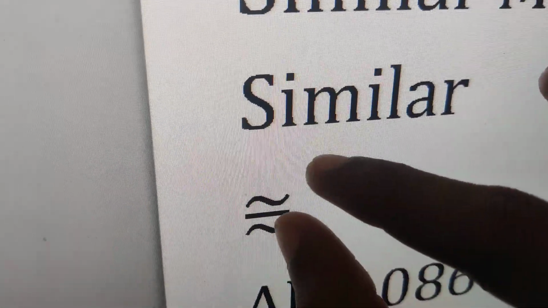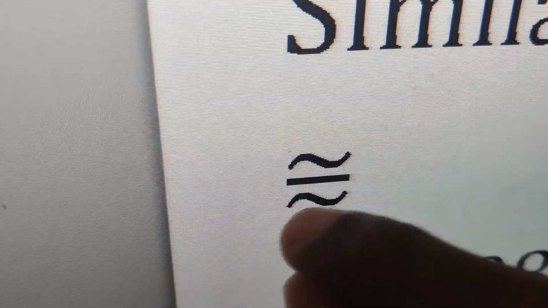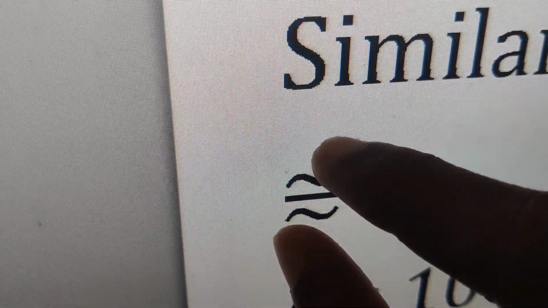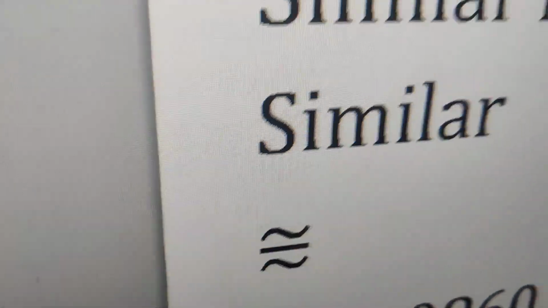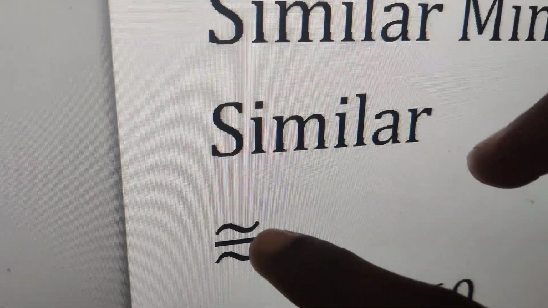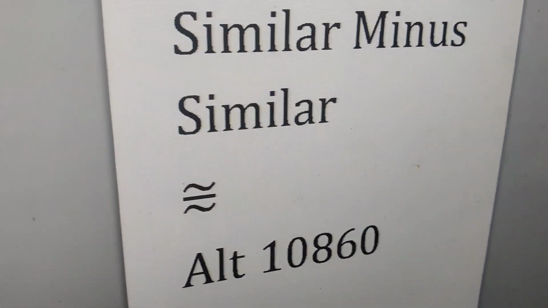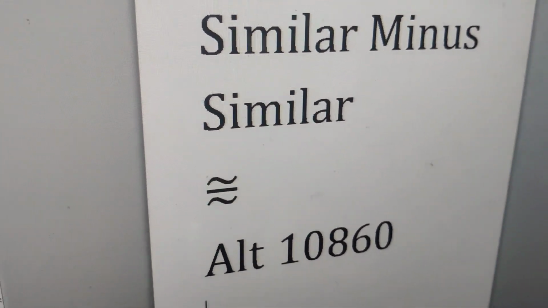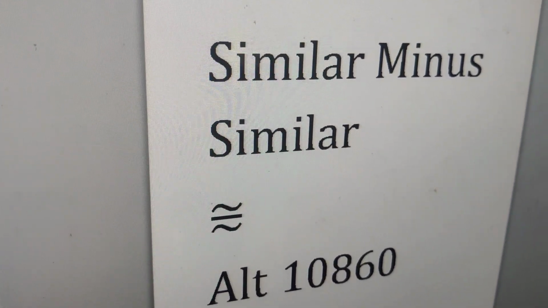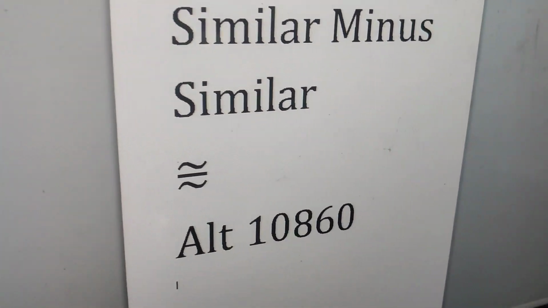You can see that this is a symbol, similar minus similar. This symbol, similar minus similar, we have created in our computer using a keyboard shortcut: Alt 10860. Okay, I'll show you how to create this symbol in our Windows computer.